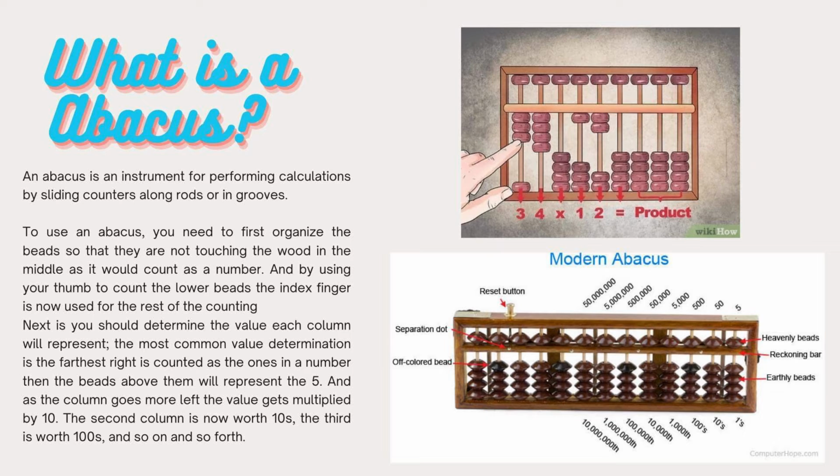And by using your thumb to count the lower beads, the index finger is now used for the rest of the counting. Next, you should determine the value each column will represent. The most common value determination is the farthest right is counted as the ones in a number, then the beads above them will represent the 5. And as the column goes more left, the value gets multiplied by 10. The second column is now worth tens, the third is worth 100s, and so on and so forth.